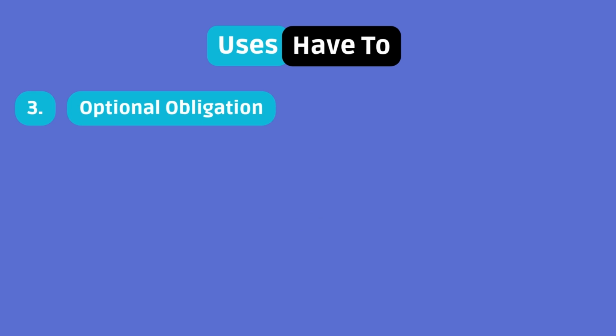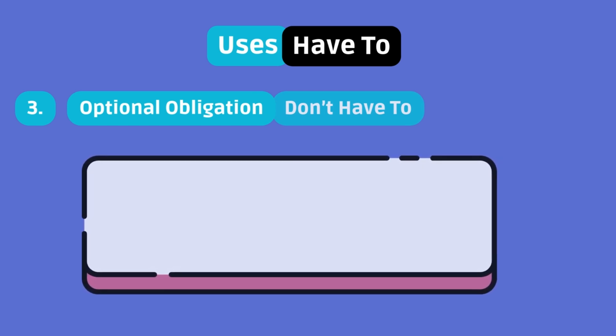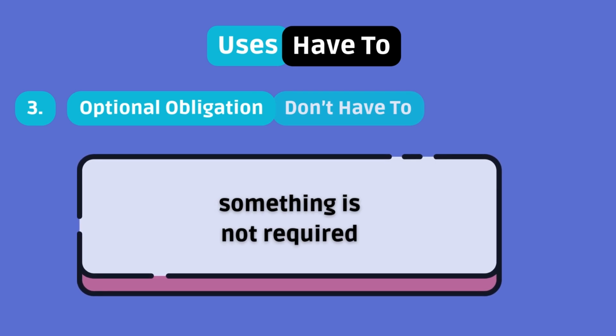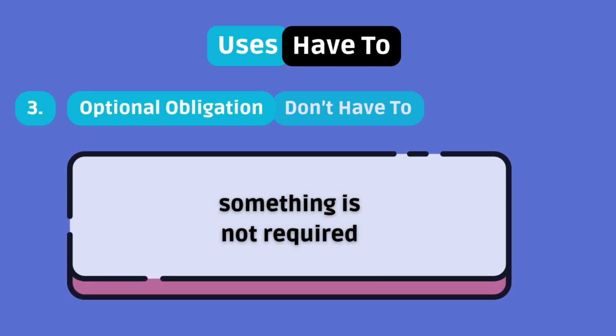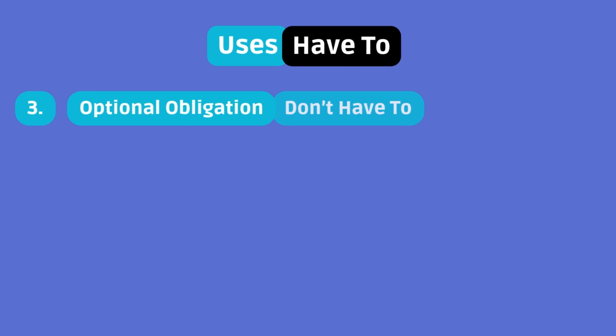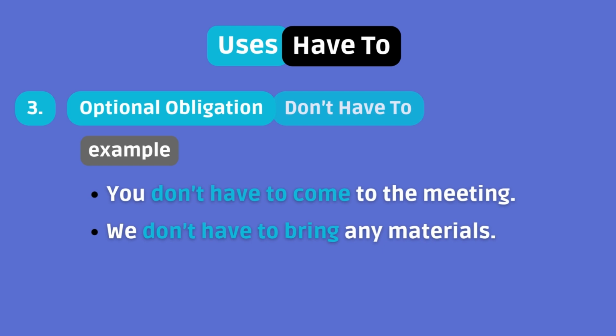Optional obligation. Don't have to. Don't have to is an interesting case. It implies that something is not required. The meaning of the negative form is not close to the negative form of must. Example, you don't have to come to the meeting. Attending the meeting is optional, up to you. We don't have to bring any materials. Come empty-handed, and that's just fine.